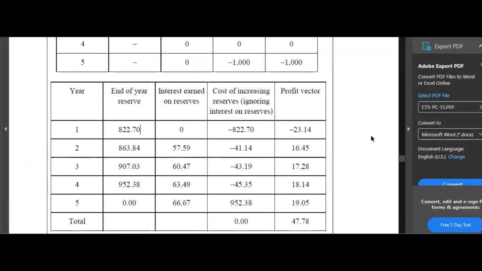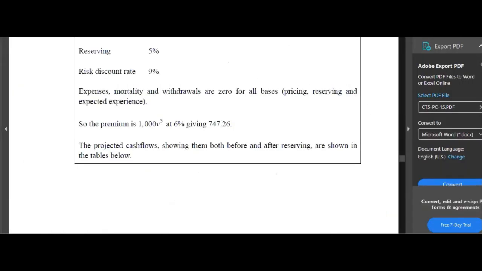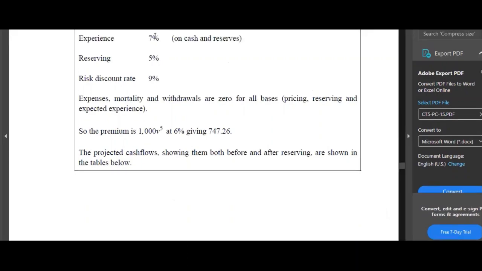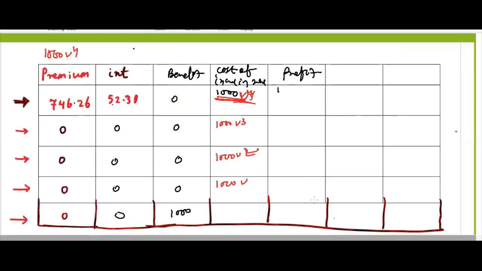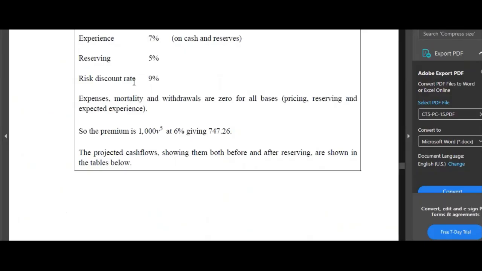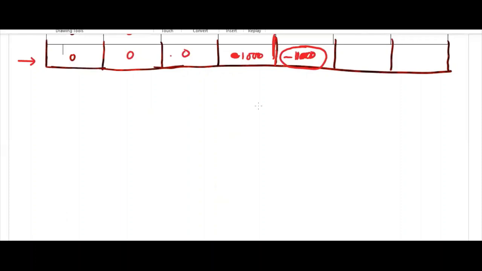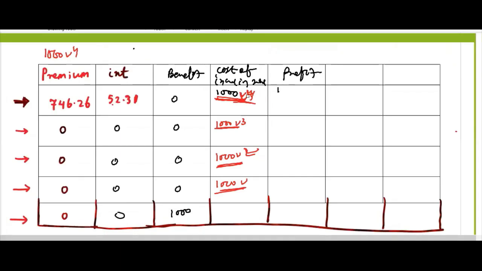So reserve interest, you know what is reserve interest? You will take 7% or 5% here. This is not experience, right? This you must have calculated before. Calculated before means you will use this one, reserving and pricing. Experience means whatever reserve you keep, their interest. So use 5% and tell me what is its value. Quick. What is the value of this with 5%? 822.702.